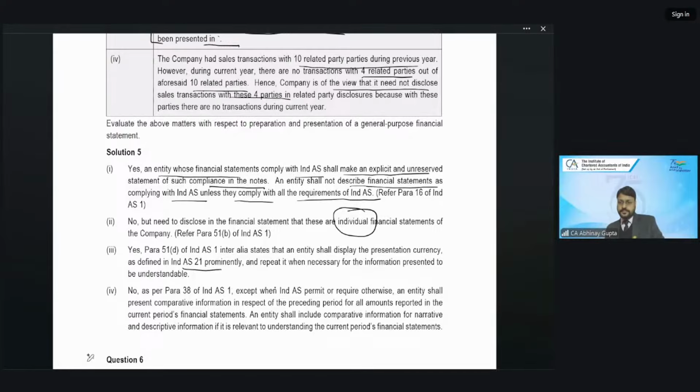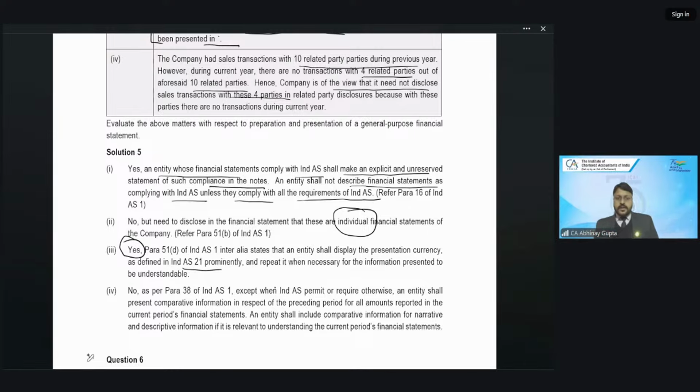Correct? Yes, sir. Now, whenever we are preparing financial statements in any currency, do we need to mention which currency we are presenting our financial statements in? Yes. That is the requirement of Ind AS 1 as well as Ind AS 21. So, two standards require this. Hence, it is mandatory to disclose in which currency you are preparing the financial statements.